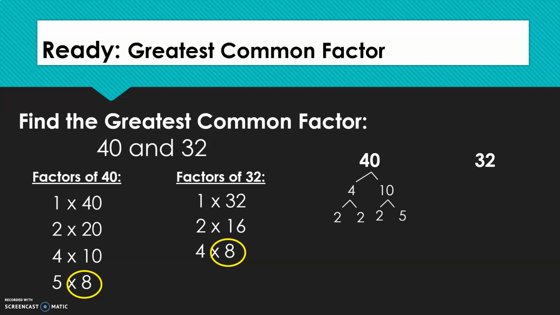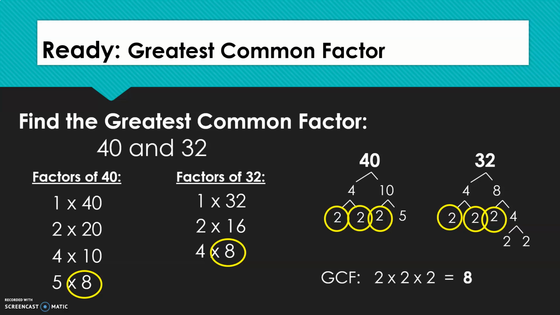We can also use factor trees to find this number. The factors of 40 are 4 times 10. We break those down into 2 times 2 times 2 times 5. We'll break down 32 into 4 times 8, 2 times 2 times 2 times 4, which is 2 times 2. These factor trees have 3 2's in common. That means our greatest common factor is 2 times 2 times 2, which is 8.